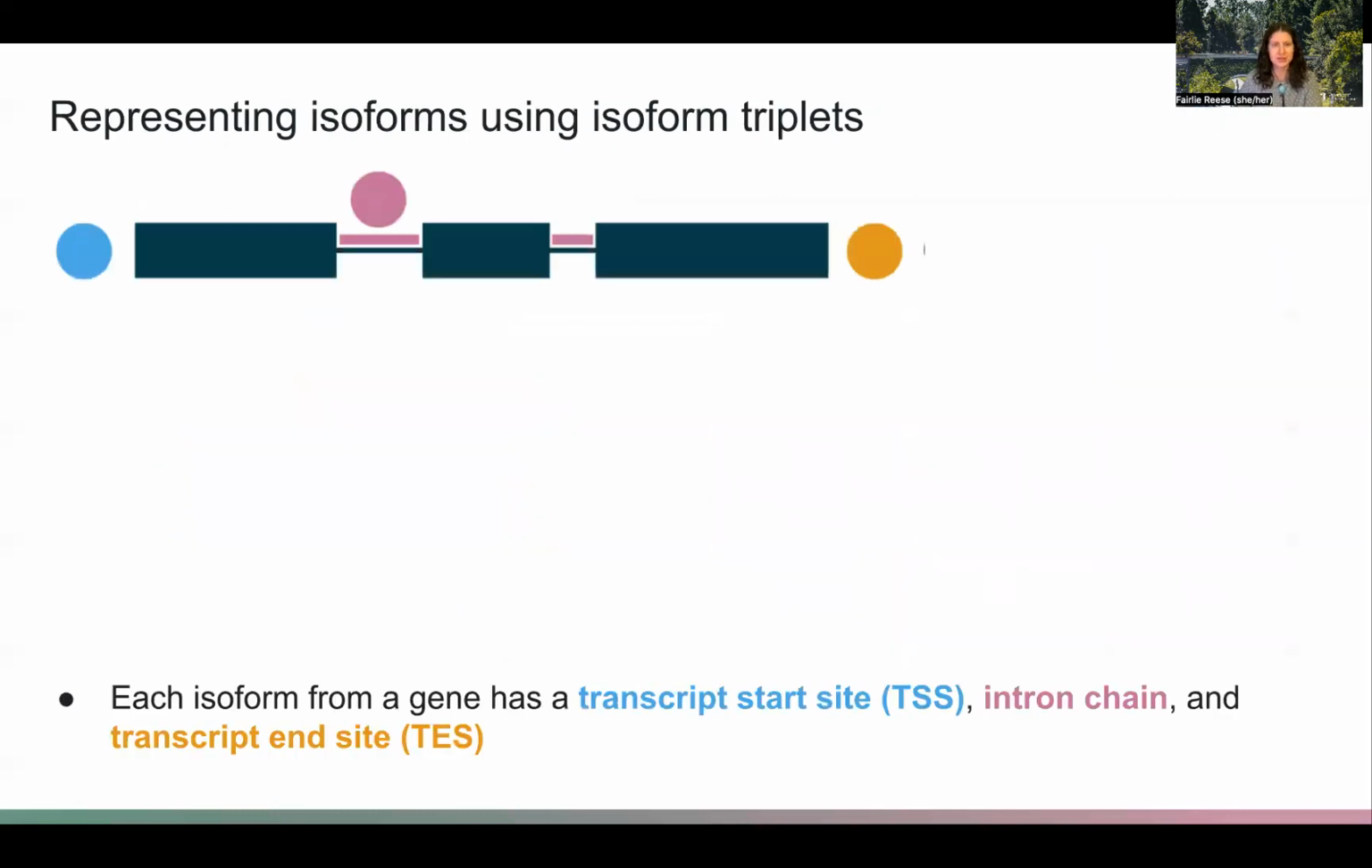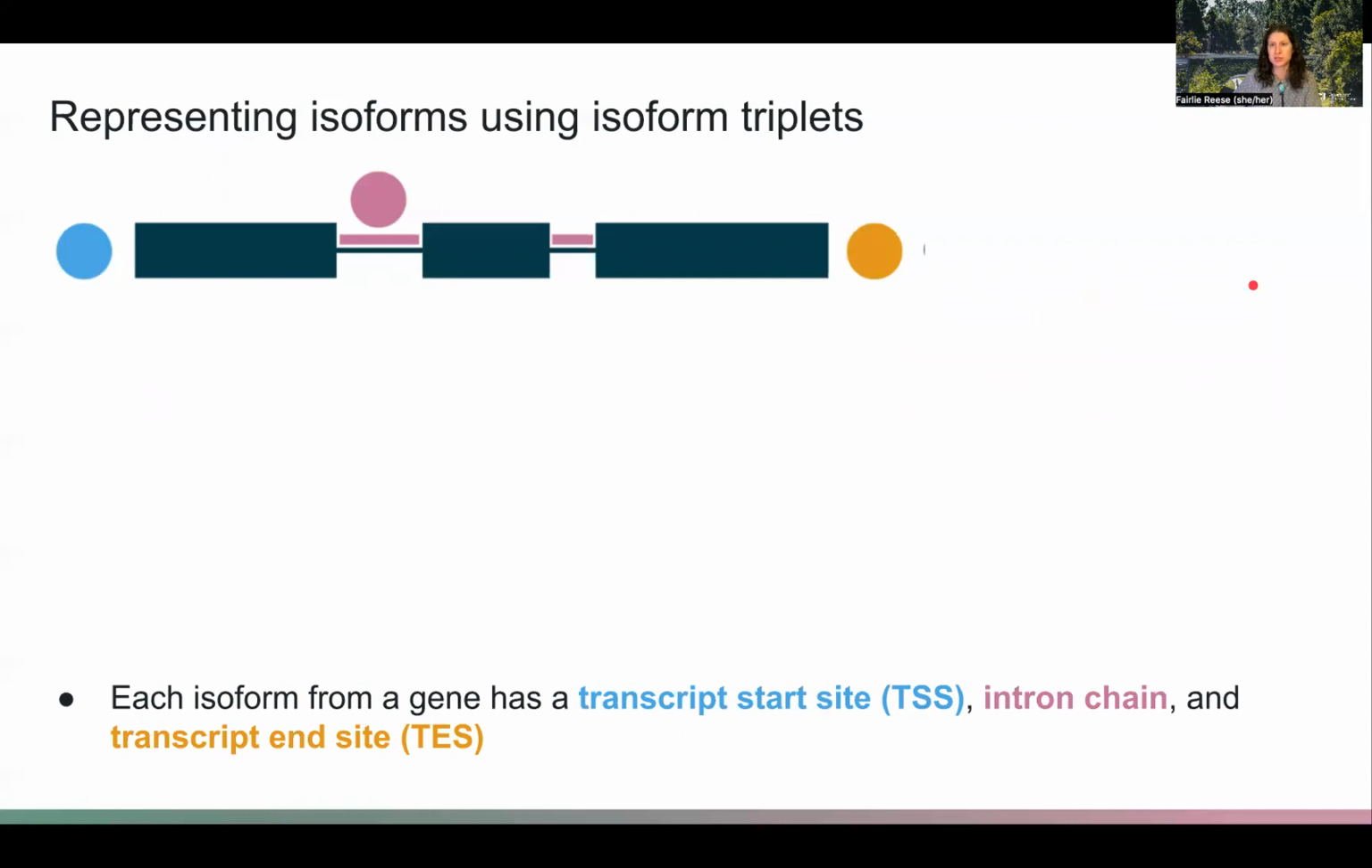Okay, so suppose we have this isoform here. We are just going to say that each isoform from a gene has a transcript start site, a TSS, it has an intron chain, and it has a transcript end site, a TES.